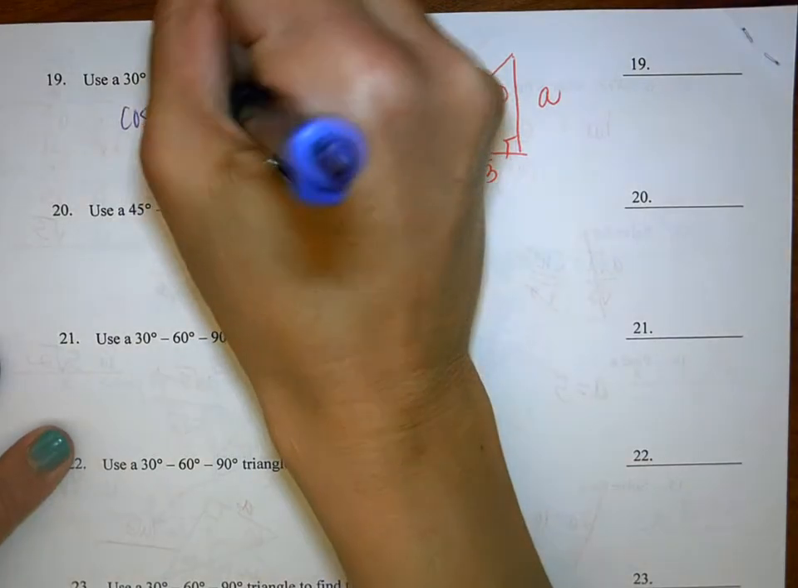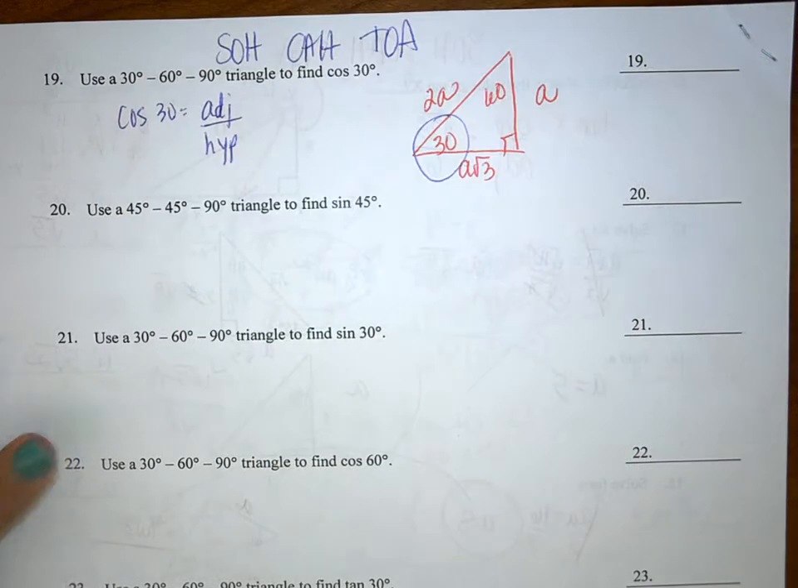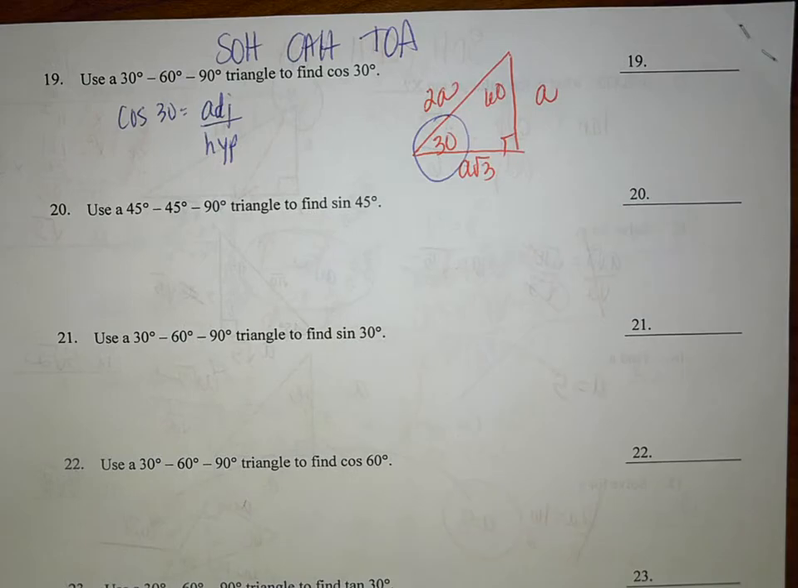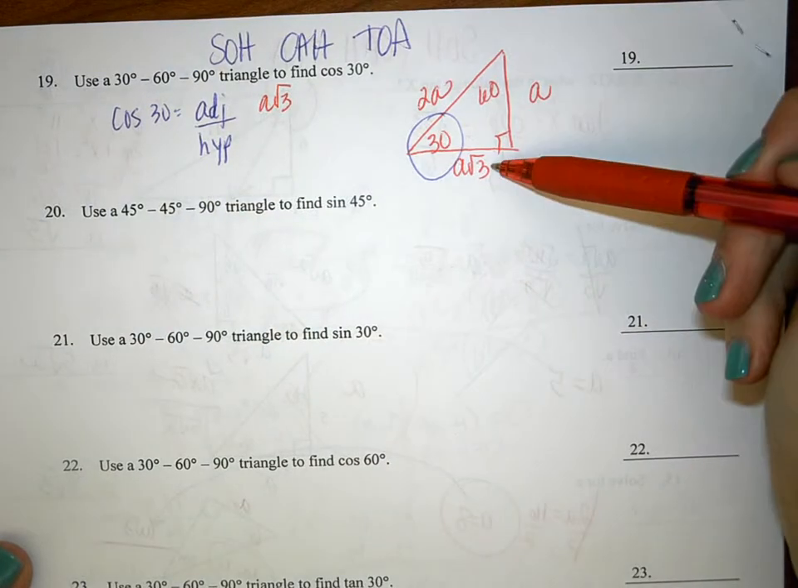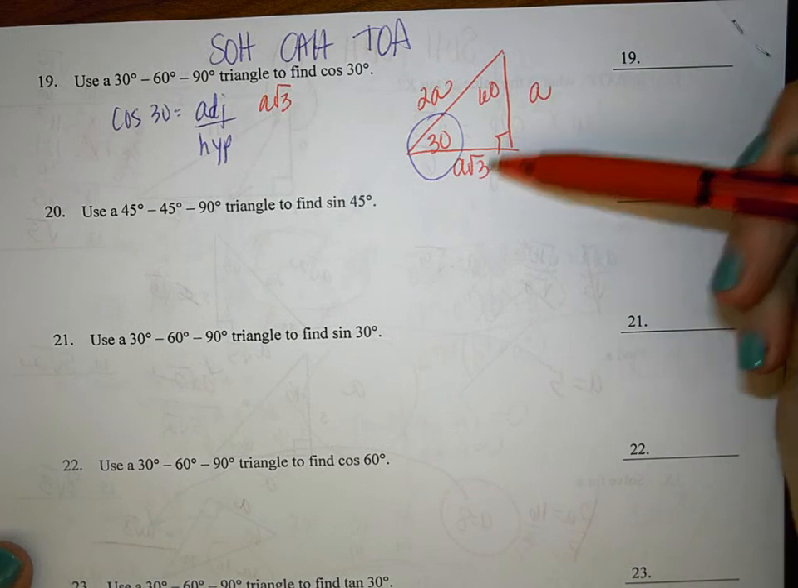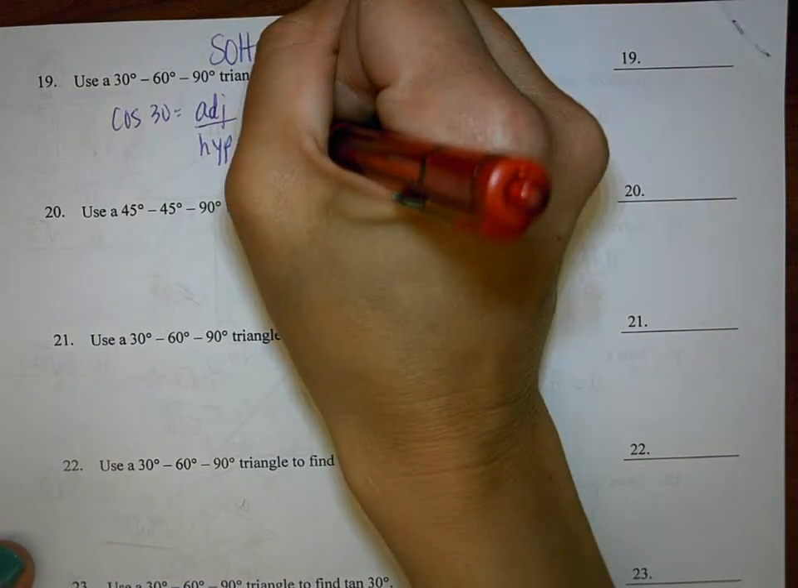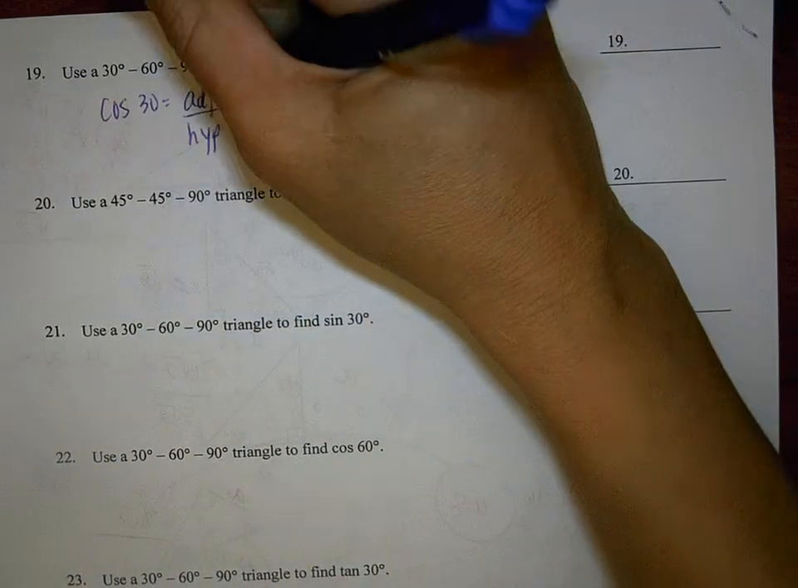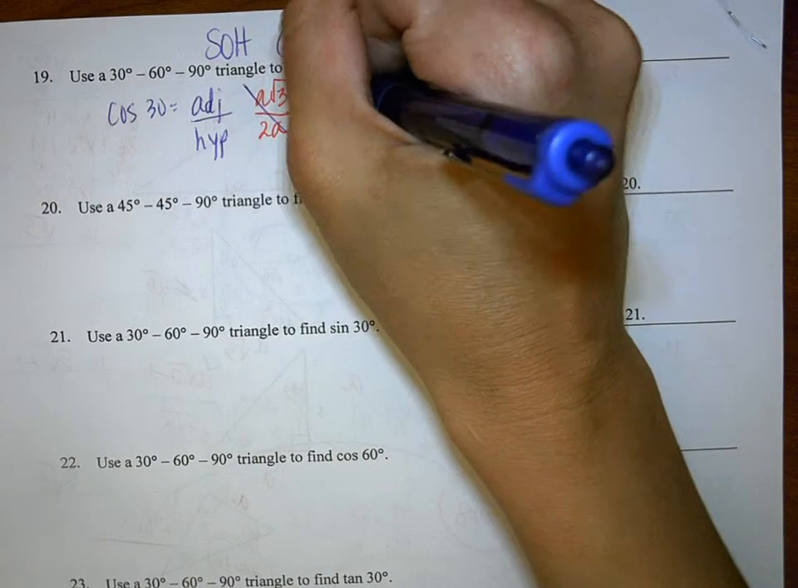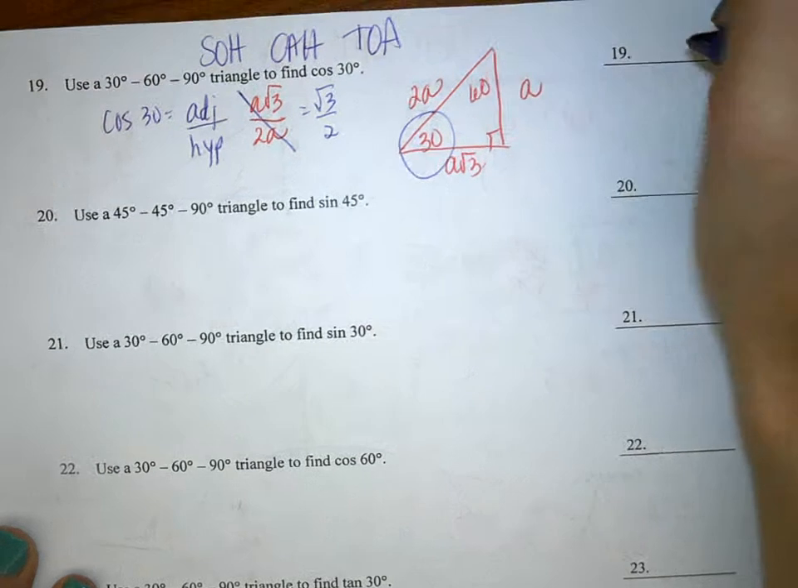Adjacent over hypotenuse. Okay, what is adjacent to 30? A root 3. Adjacent to 30 is A root 3. What is the hypotenuse? 2A. Okay, what do you notice? The A's cancel out, and you're left with root 3 over 2. So the cosine of 30 is root 3 over 2.